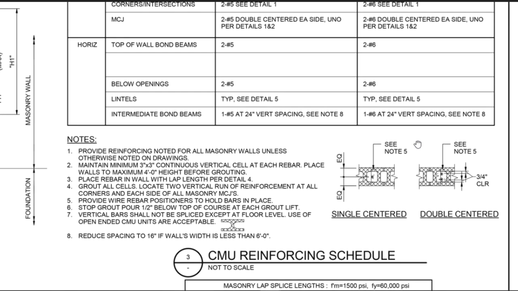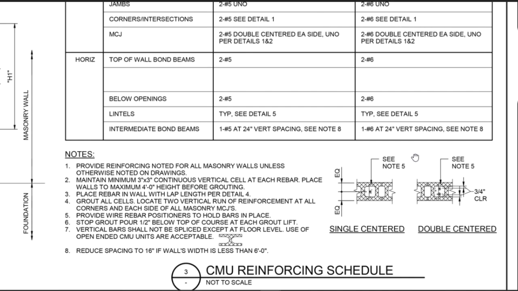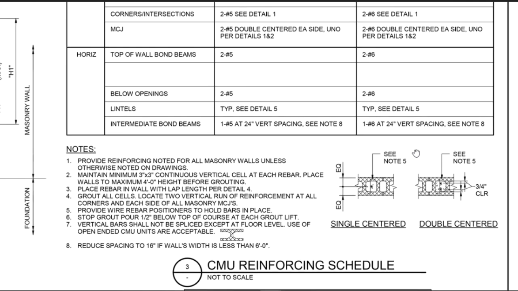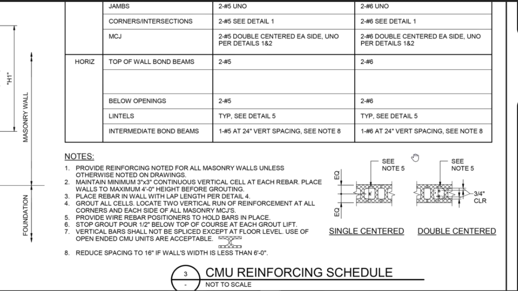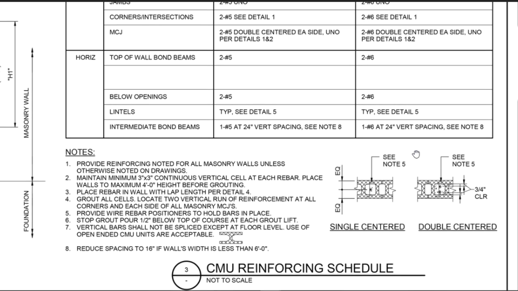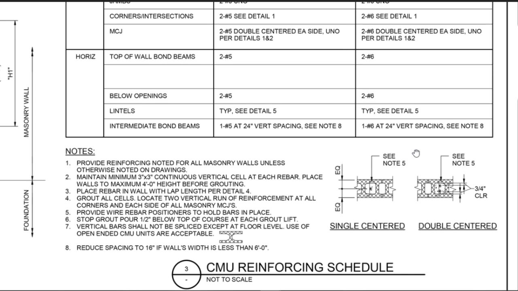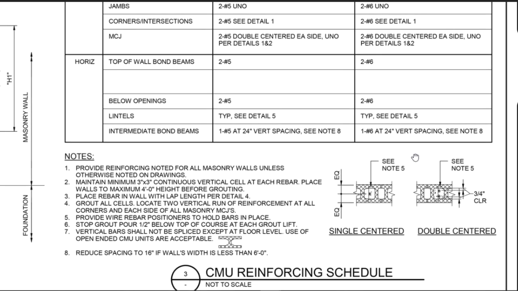In the notes, we can see grouting requirements. All CMU cells must be grouted. 2 vertical reinforcements shall be located at all corners and each side of all masonry control joints, as per note 3. Provide wire rebar positioners to hold bars in place. Stop grout pour half an inch below top of course at each grout lift.